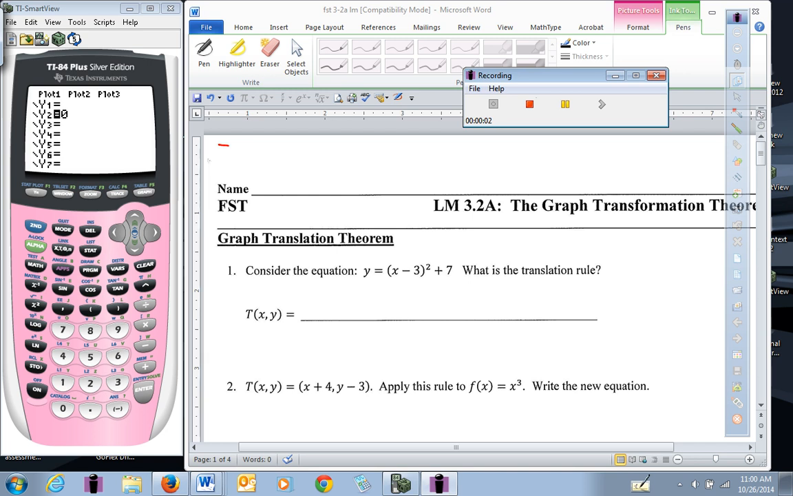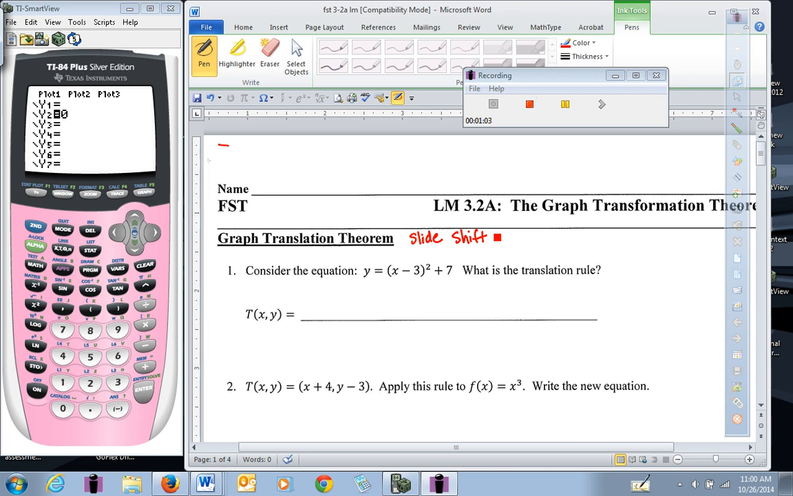The first thing we're going to look at on the graph transformation theorem is the graph translation theorem. And you might recall what translation means. Translation means that we are going to slide or move, sometimes we call it shift, the graph, and that would be left and right and up and down. And so the first problem they want us to consider is the equation of y equals x minus 3 quantity squared plus 7, and they want to know what is the translation rule for that.